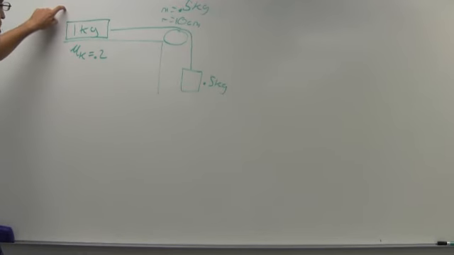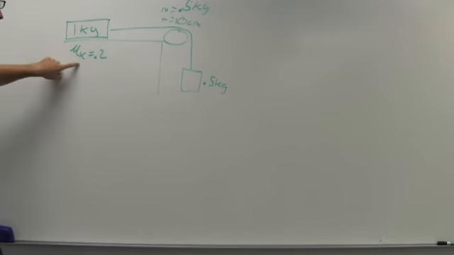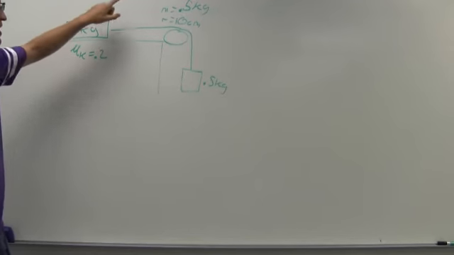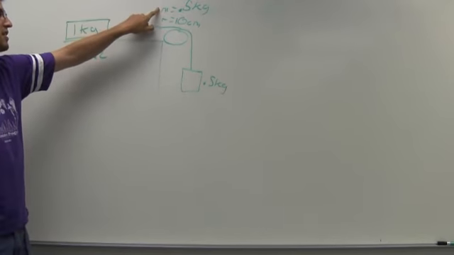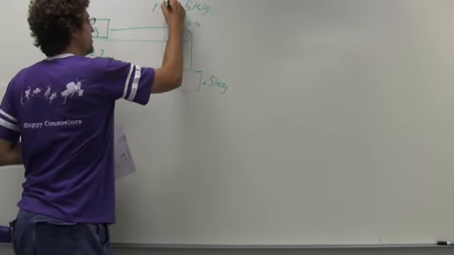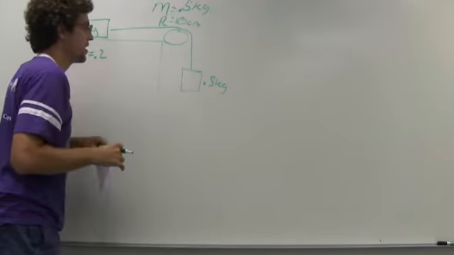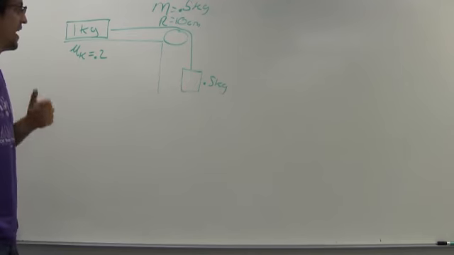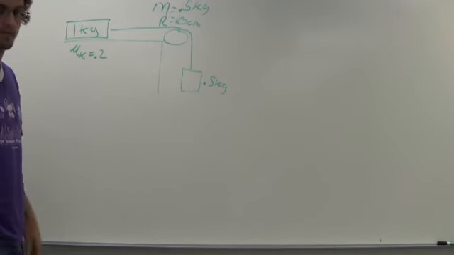Now this block is 1 kilogram and it's sitting on a table that has a coefficient of friction of 0.2. The pulley has a mass of 0.5 kilograms and a radius of 10 centimeters. Make that a little bigger. The lower block has a mass of 0.5 kilograms.